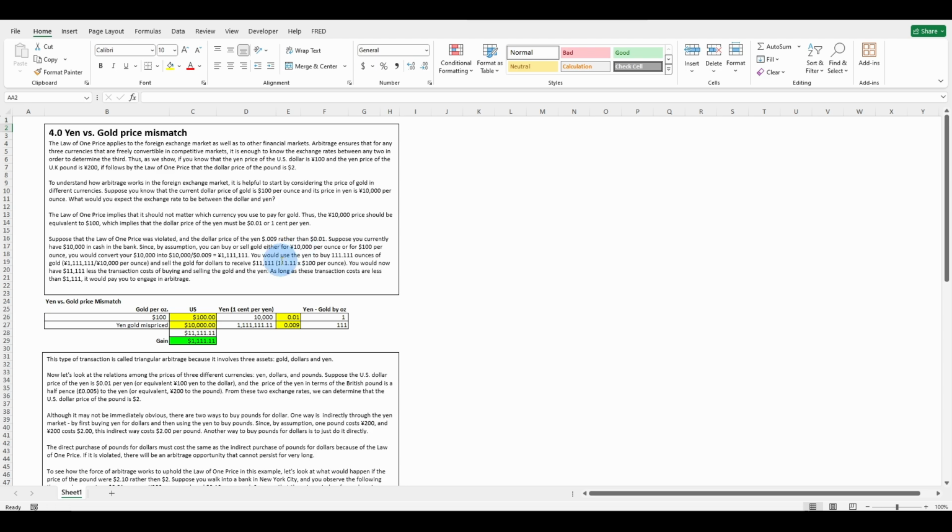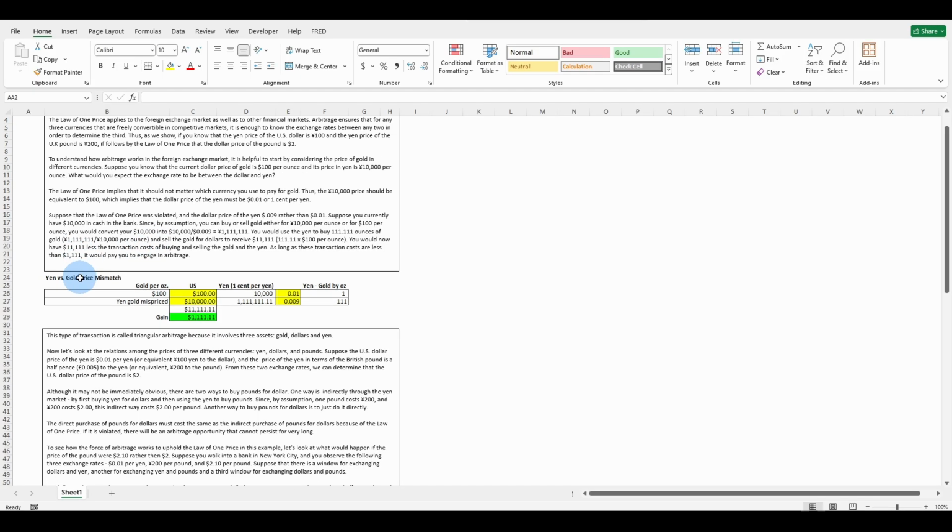and sell the gold for dollars to receive $11,111. All right? You would now have $11,111 less the transaction cost of buying and selling the gold in yen. As long as these transaction costs are less than $1,111, it would pay to engage in arbitrage. Free money, risk-free, completely risk-free.